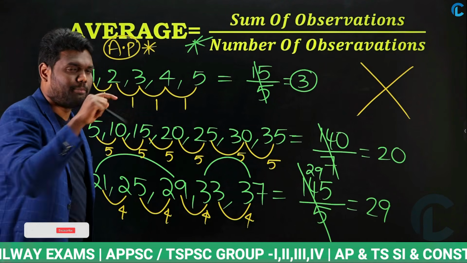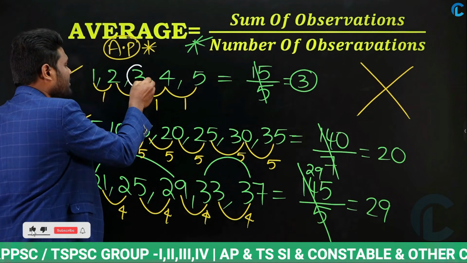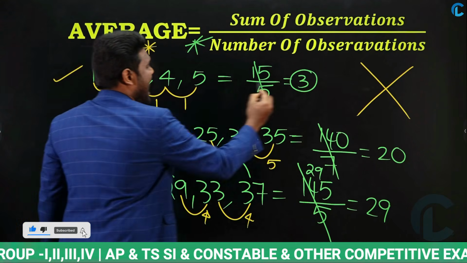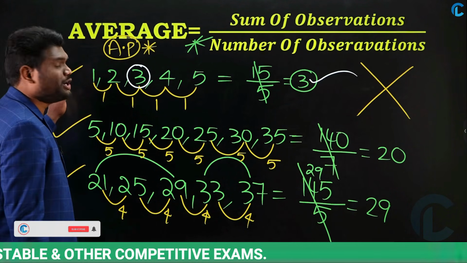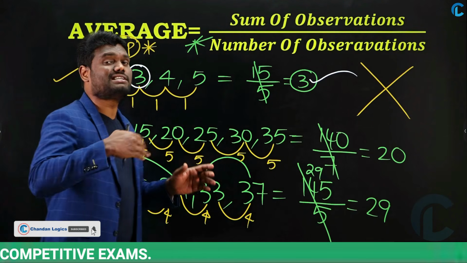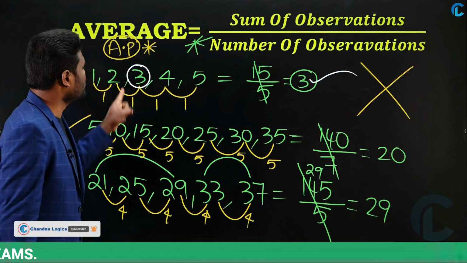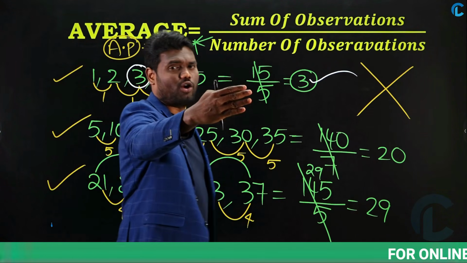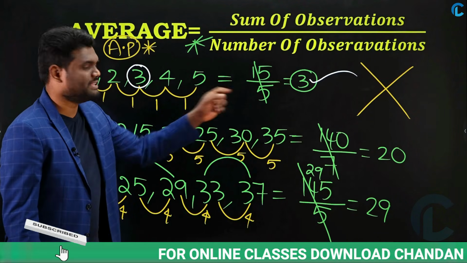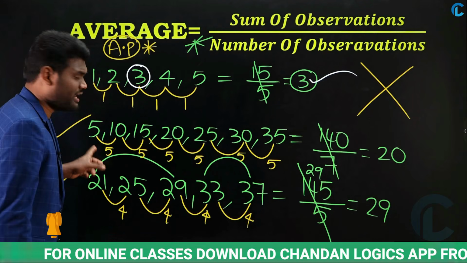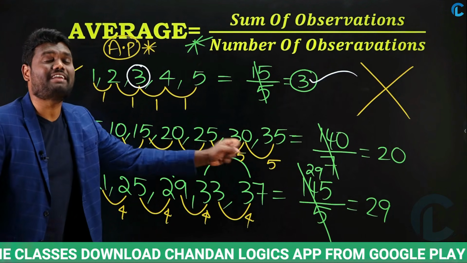Out of these 5 numbers, the exact middle is 3. So we can say that the average is 3. Yes or no? And don't forget, you need to arrange all these numbers in ascending order. If you look here, 1, 2, 3, 4, 5, this is in ascending order. And the exact middle number is 3. So the average is 3. If we look here, in this series, I have a total of 7 numbers.